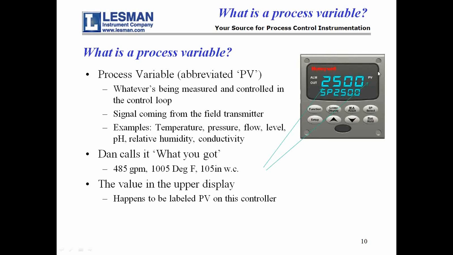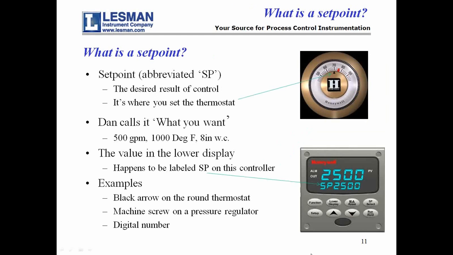In this little controller up here, you'll notice that they use the letters PV for process variable, because on the controller, it doesn't have engineering units that you can actually put up there. So they just tell you it's the PV on the top, and then on the bottom is the SP, or the set point. The set point is what you want it to be. On this little round controller up here, it's a little black arrow. The process variable is a little red arrow. And then again, on the controller, they just put it up there as SP on the bottom, so that you can tell the difference between the process variable and the set point.